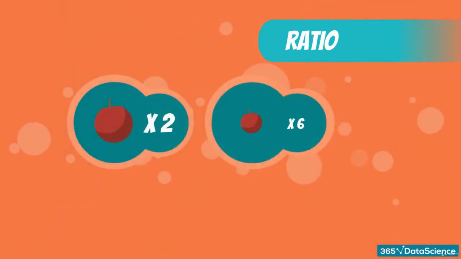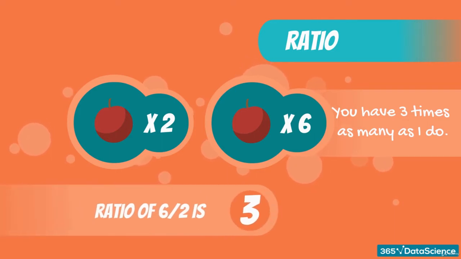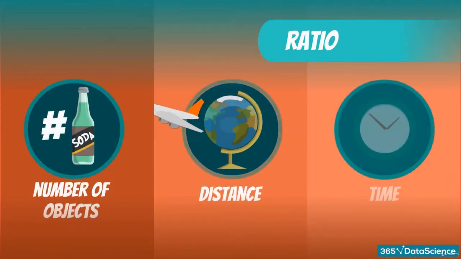For instance, if I have 2 apples and you have 6 apples, you would have 3 times as many as I do. How did I find that out? Well, the ratio of 6 and 2 is 3. Other examples are number of objects in general, distance, and time.